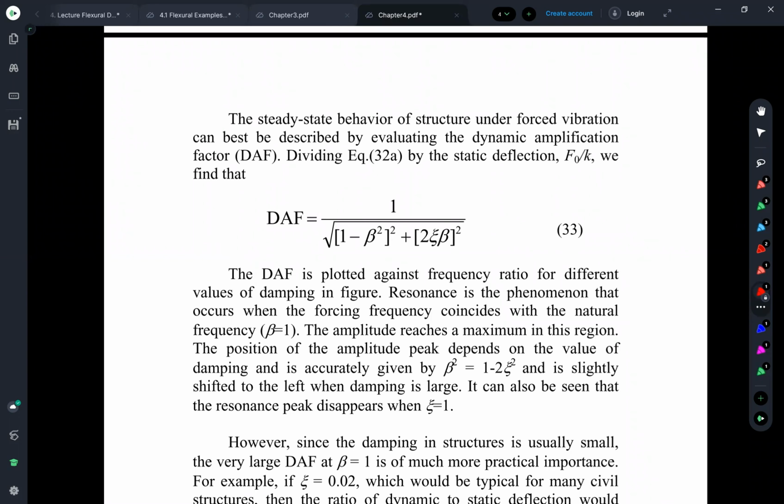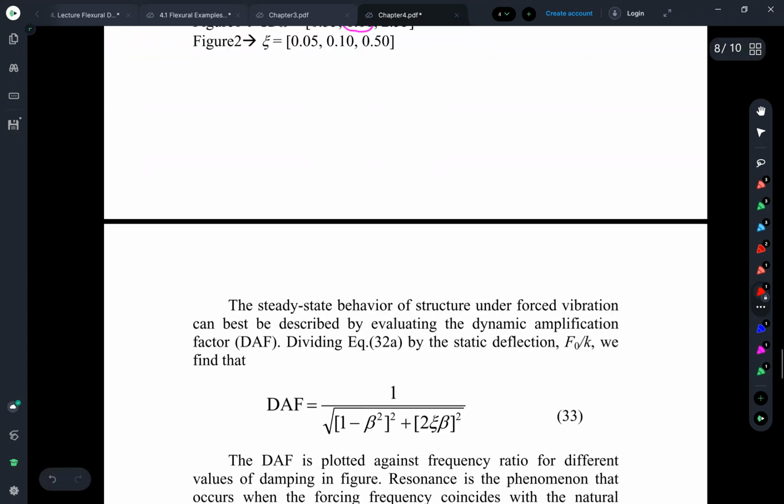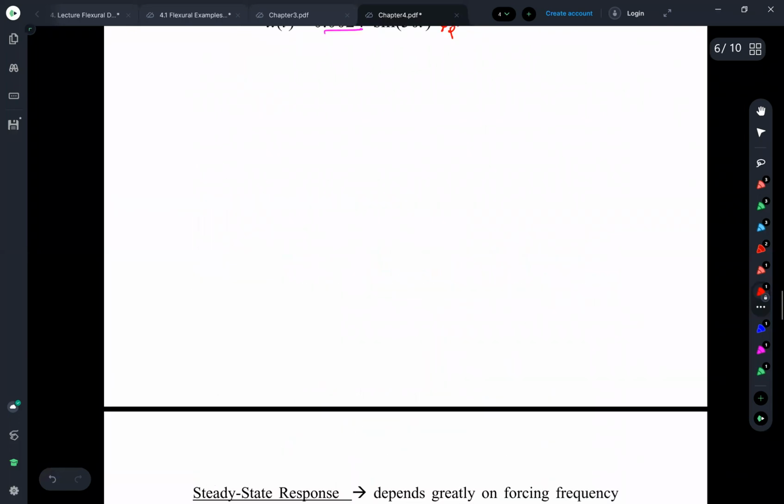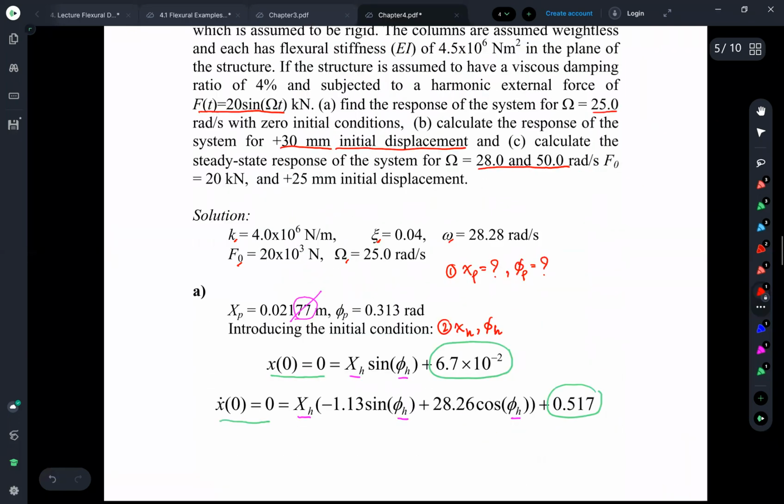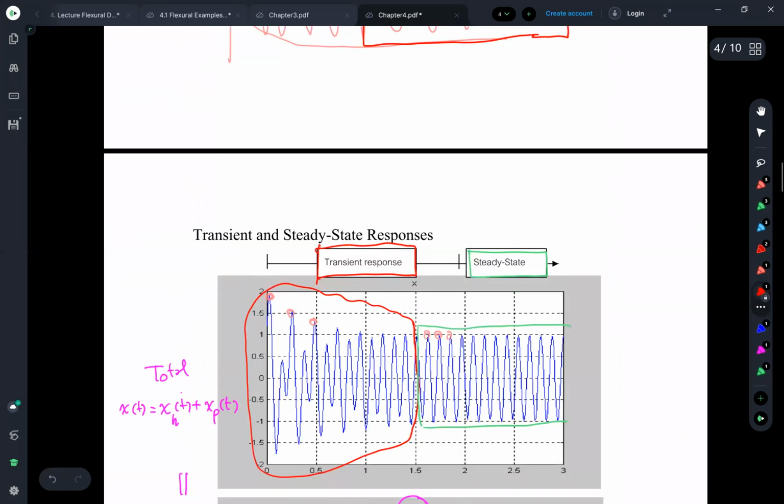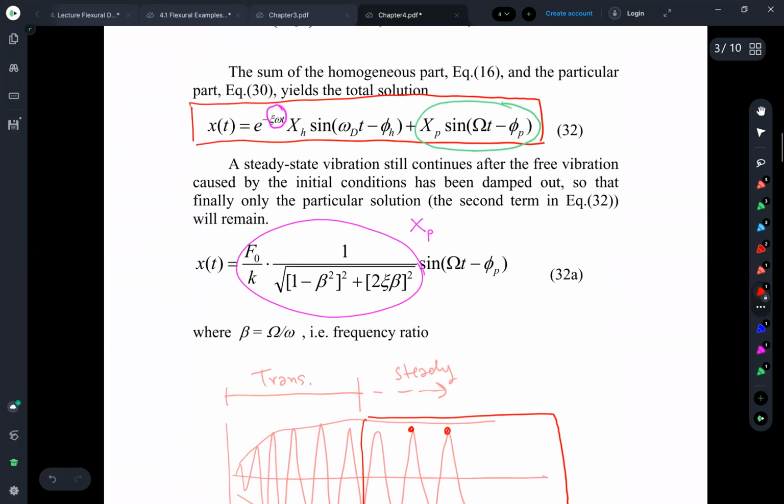Let me consider the X_p. What is X_p? The X_p is the amplitude, defining the amplitude of your steady state solution. And it is defined like this, right? Epsilon over K multiplied by 1 over the square root of (1 minus beta squared) all squared plus (2 xi beta) all squared. Of course, beta is the frequency ratio, big omega over small omega.